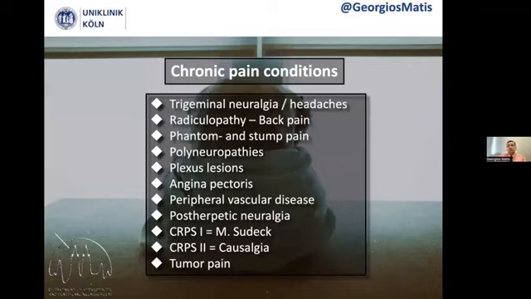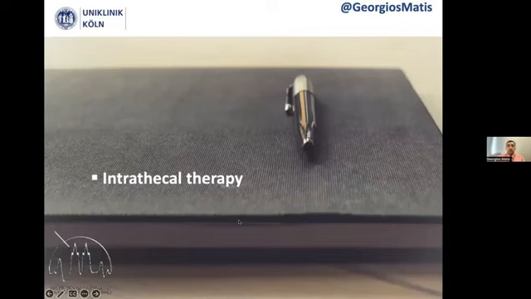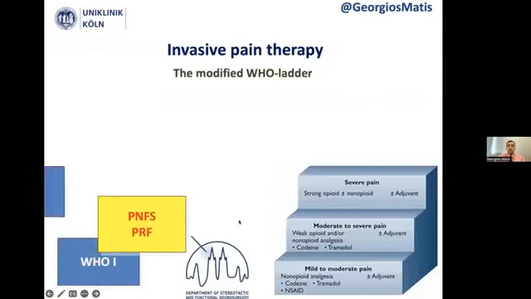We see patients with chronic pain conditions who are coming to us. Patients with trigeminal neuralgia or neuropathy and different types of headaches, for example cluster headaches, patients with back pain, neck pain, arm pain, leg pain, patients after amputations with phantom pain or stump pain, patients with polyneuropathies, diabetic patients, patients with plexus lesions, with angina pectoris, peripheral vascular disease, postherpetic neuralgia, complex regional pain syndrome with or without causalgia, and of course, tumor pain. What about the intrathecal therapy?